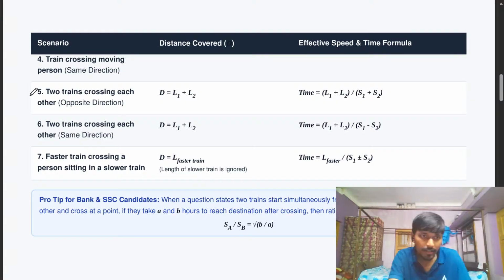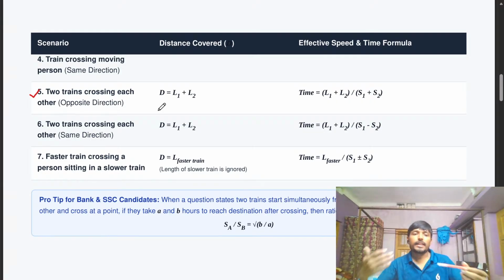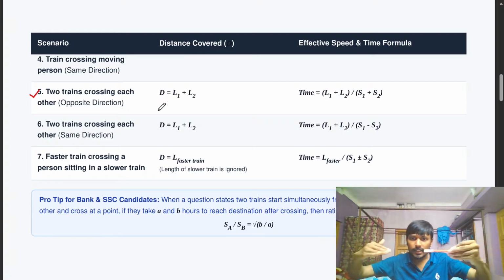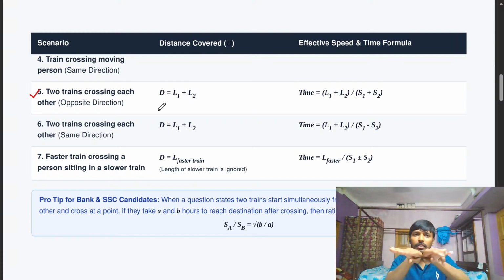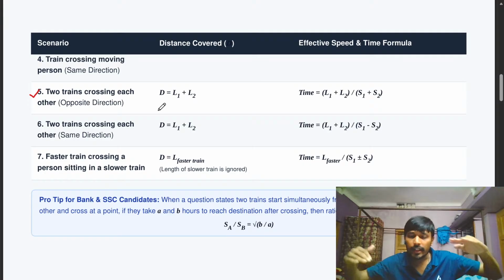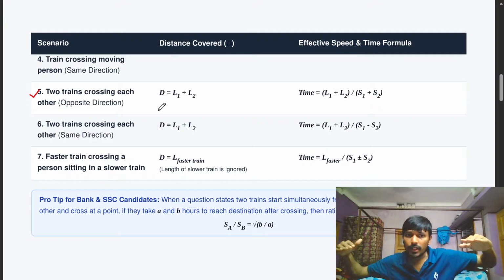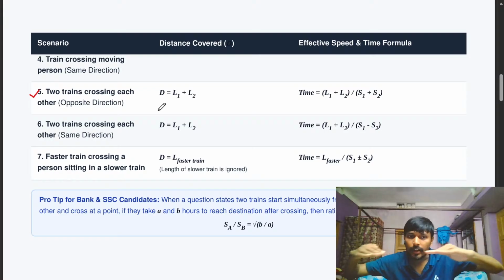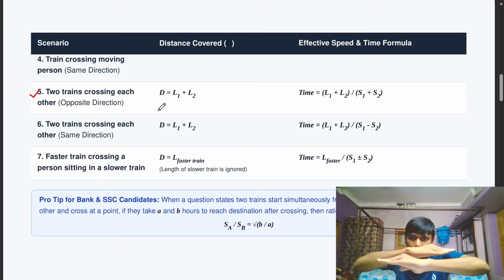In this case, two trains crossing each other in opposite direction. Opposite direction means it can be either this or this. Two trains, this is a train and this is a train, are crossing each other in opposite direction. So it can be like this and it can be like this.